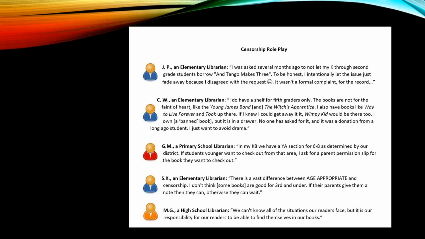Yeah, and you also get the benefit of your modeling, right, reading to your child if you're reading in a tiny home-sized book club.